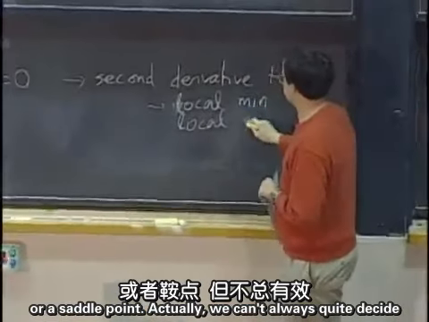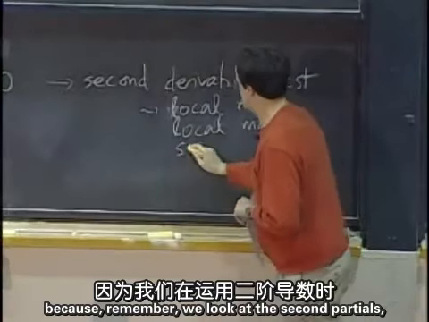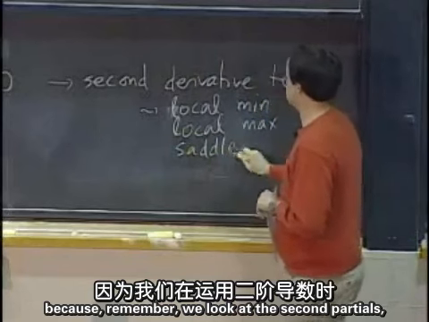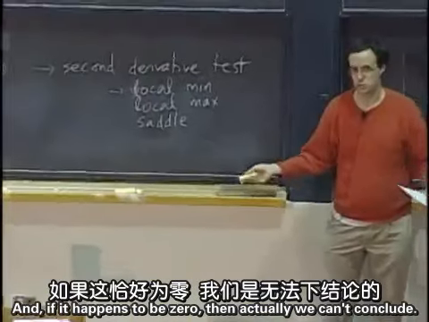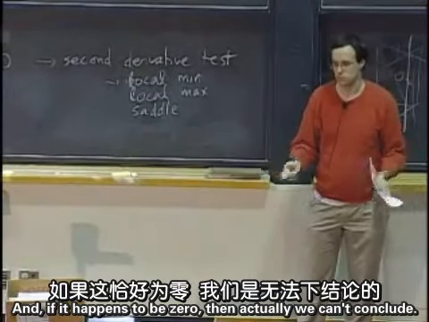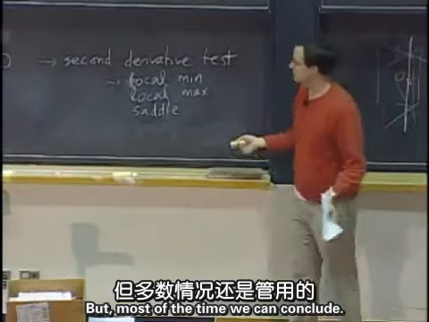Actually, we can't always quite decide because, remember, we look at the second partials and we compute this quantity AC minus B squared, and if it happens to be 0, then actually we can't conclude. But most of the time we can conclude.